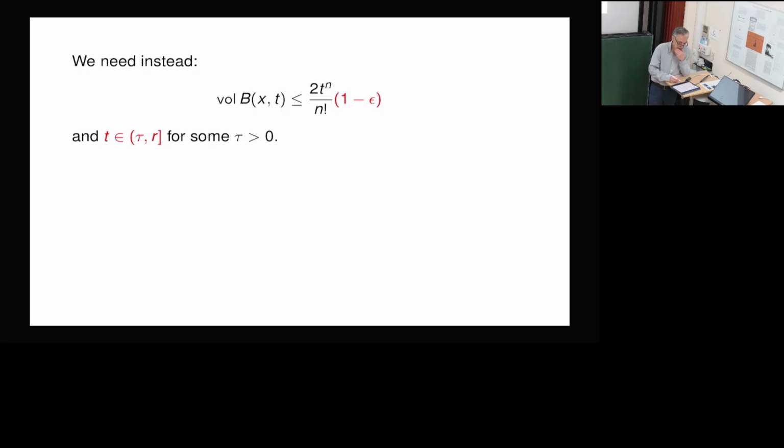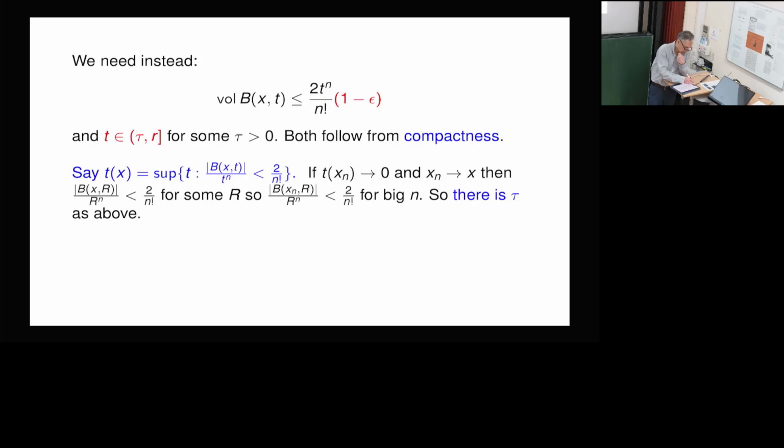So what we need is, first of all, this to be smaller than epsilon, but we also need this tau, right? So we need both the strictly smaller inequality, and also these two things. But I say both follow from compactness. So for every x, there is some t, right? The only problem is that maybe this t... I take the supremum, for every x, such that this quotient is less than 2 over n factorial. And maybe t of xn goes to 0, right?